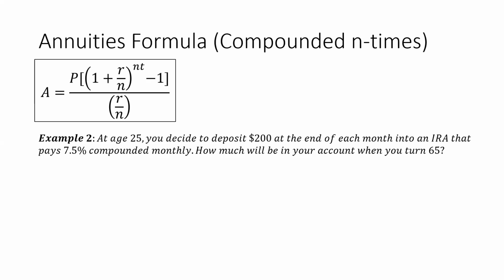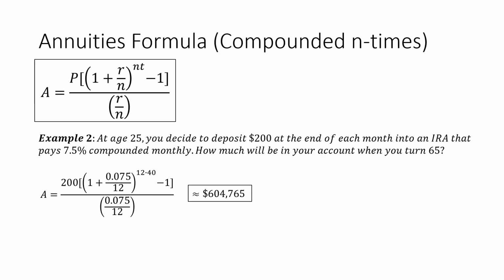You put in 200, so that's your principal. Your interest rate is 7.5%, so 0.075, and you are compounded monthly, so n is 12. And how much will be in your account when you turn 65? So you started depositing at age 25. When you turn 65, well, 40 years have passed, so your t is 40. So that is where all of those things go into the formula.